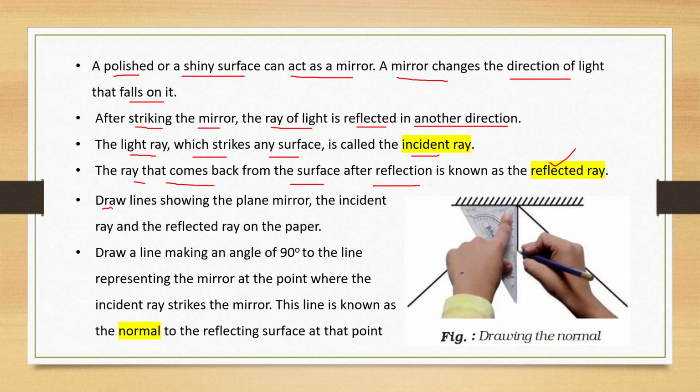Now, draw lines showing the plane mirror, the incident ray, and the reflected ray on the paper. See this diagram. This is the paper. This represents the mirror. This line represents the incident ray, and this line represents the reflected ray. Draw a line making an angle of 90 degrees to the line representing the mirror at the point where the incident ray strikes the mirror.